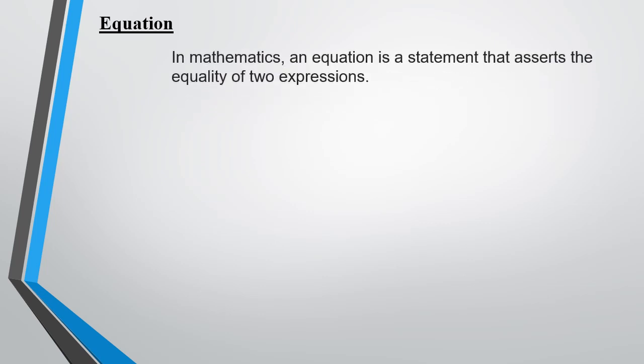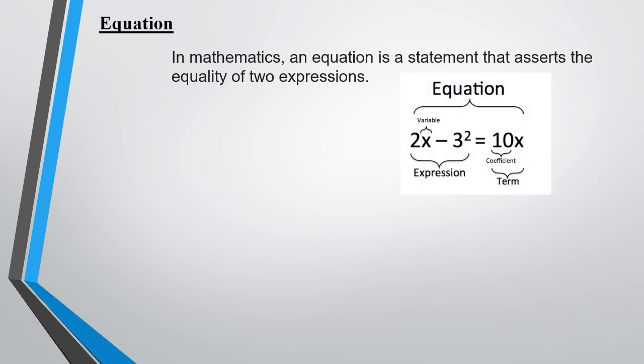Equation. In mathematics, an equation is a statement that asserts the equality of two expressions. You can see the diagram. The whole is known as the equation. The coefficients written with the variables are 2 and 10. Left hand side is known as the expression, while the right hand side is known as the term.